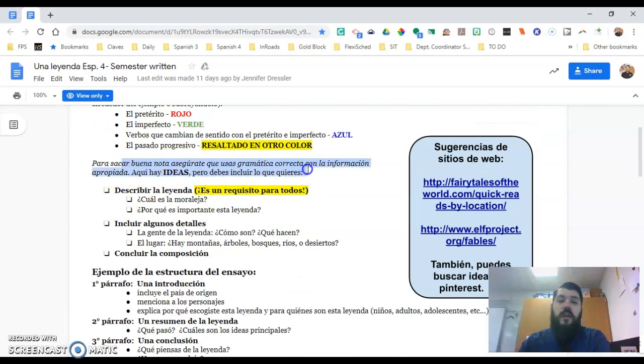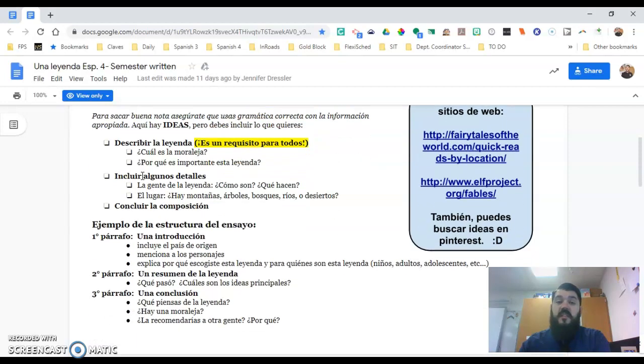In order to get a good grade on this, you're going to use correct grammar, obviously, as always in writing, and some things that you might want to include. Describe the legend. If there's a moral to the story, what is it? Why is this thing important? You should include some details. So talk about the people in the legend. How are they? Describe them. What do they do? The place. Describe it. What's it like?